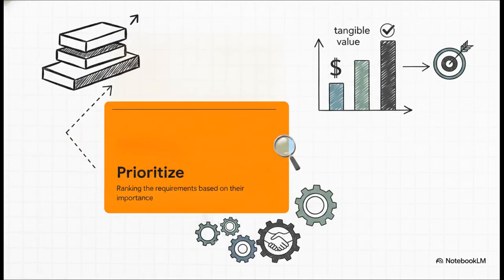Then we prioritize. Because let's face it, not all improvements are created equal. We always have to take a value-driven approach that delivers real, tangible value to the customer. So prioritizing means actively ranking the requirements based on their importance. Doing this structurally aligns the project's momentum with the stakeholders' goals, and it guarantees that you keep their essential buy-in as the whole project moves forward.